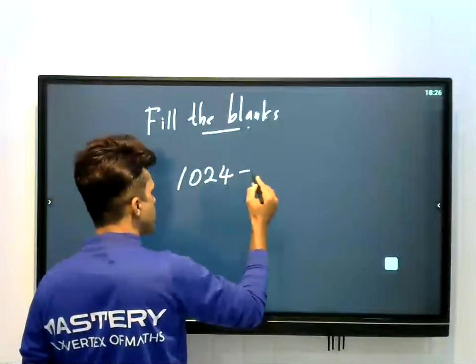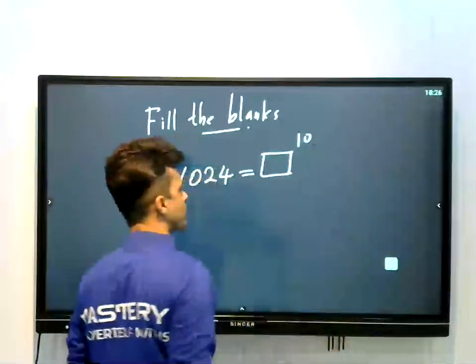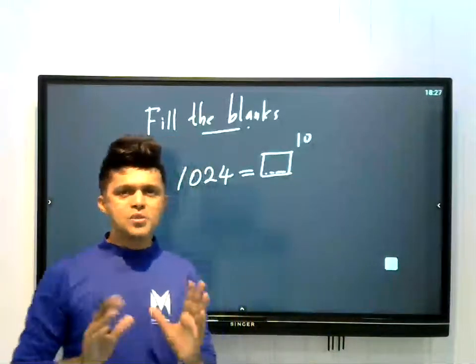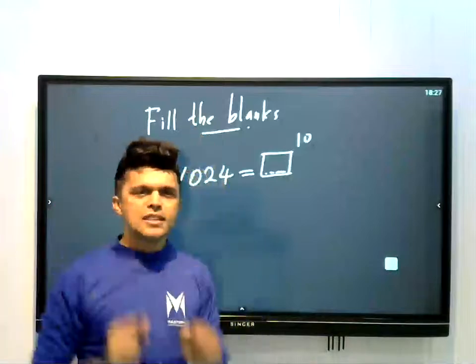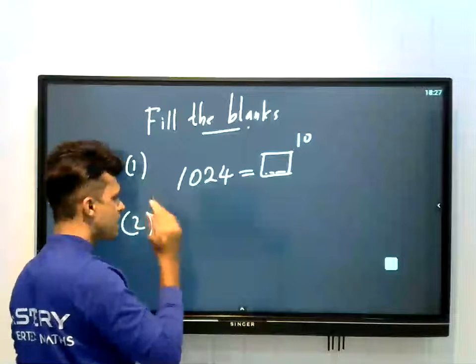1024 equals blank to the power 10. Previously we learned about this one, power 10. 1024 equals blank to the power 10. How can you write this? Think of this. Let's find the answers.